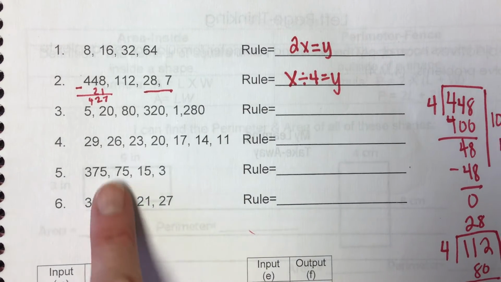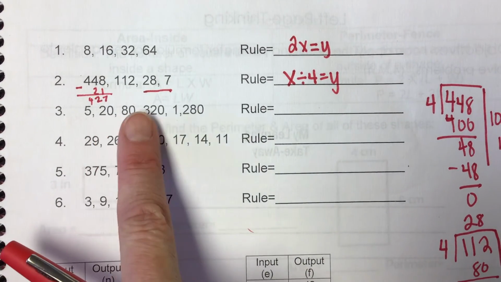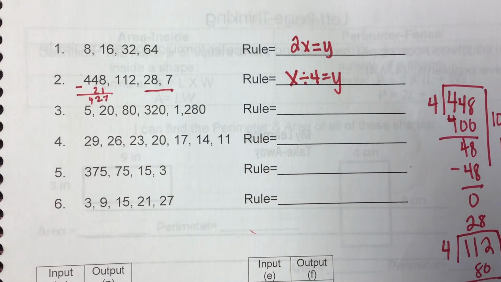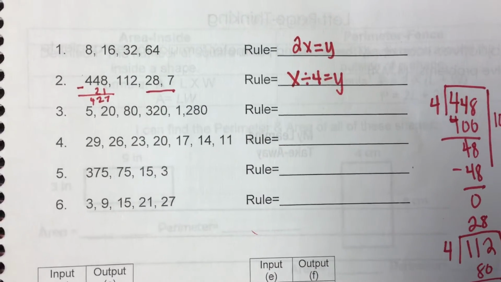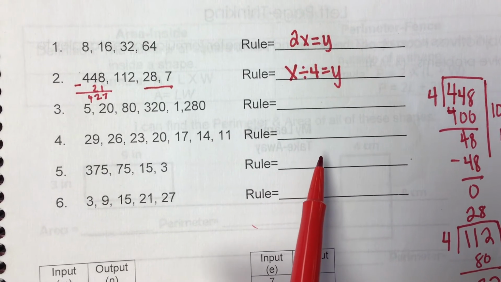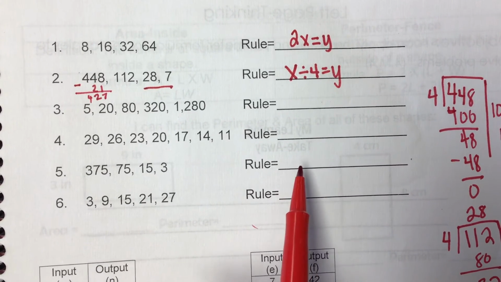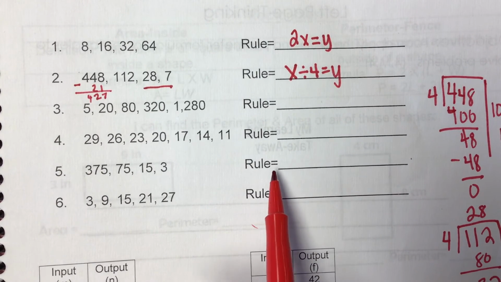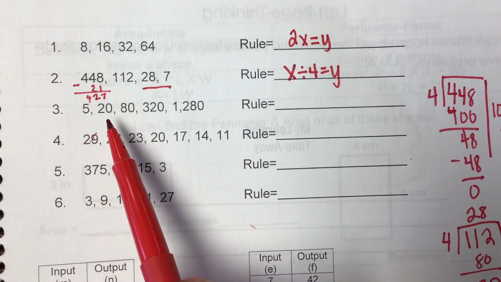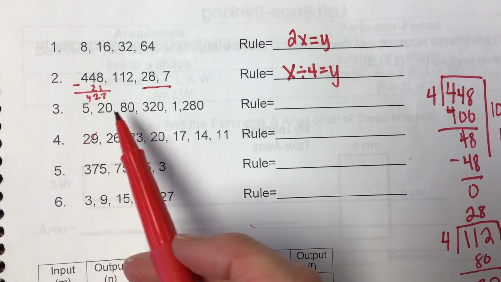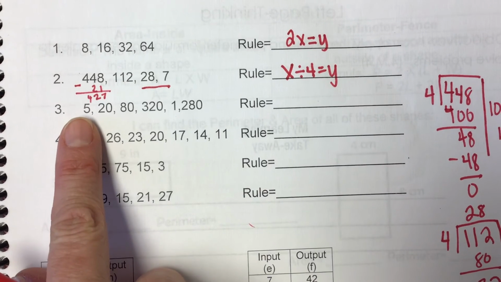Okay, now my pattern is 5, 20, 80, 320, 1,280. My numbers are increasing, right? Okay, am I adding or multiplying? What do you want to try? Add or multiply? Trace? Okay, so 5 times what is 20? 4. So let's check to see if it works in every case.